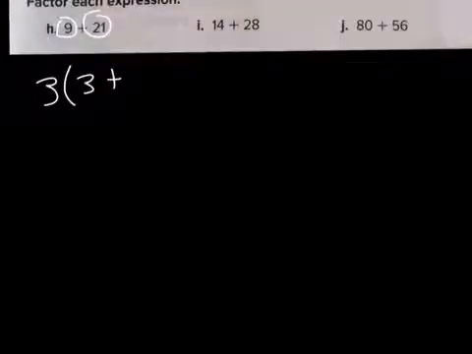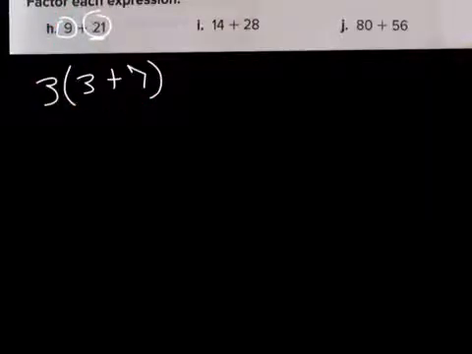I know that 3 can be multiplied into 9 and 21, right? So if I do 3 times 3, I get 9. Plus, what's 3 times what to get 21? 3 times 7. And this is how you would write it. So the 3 is the greatest common factor between the two. If I were to divide this whole expression by 3, I would get 3 plus 7.